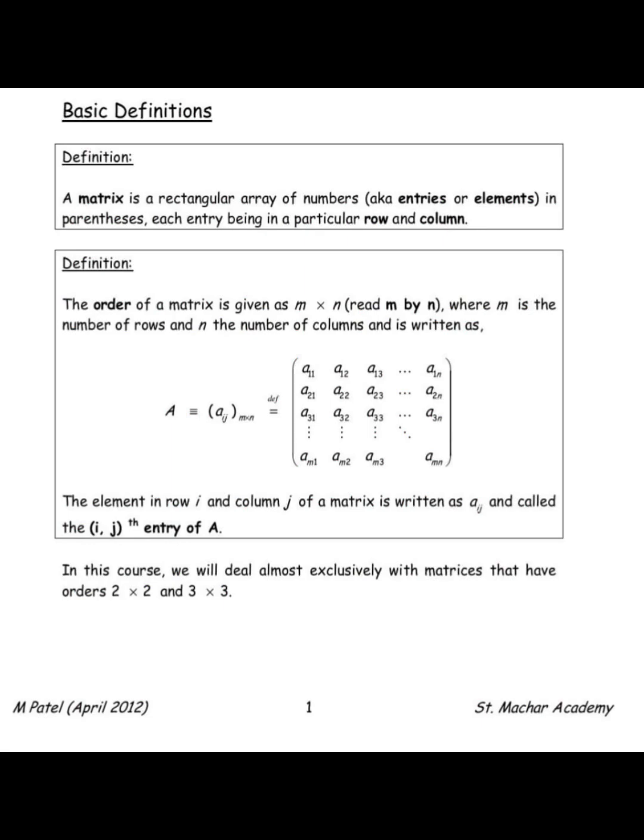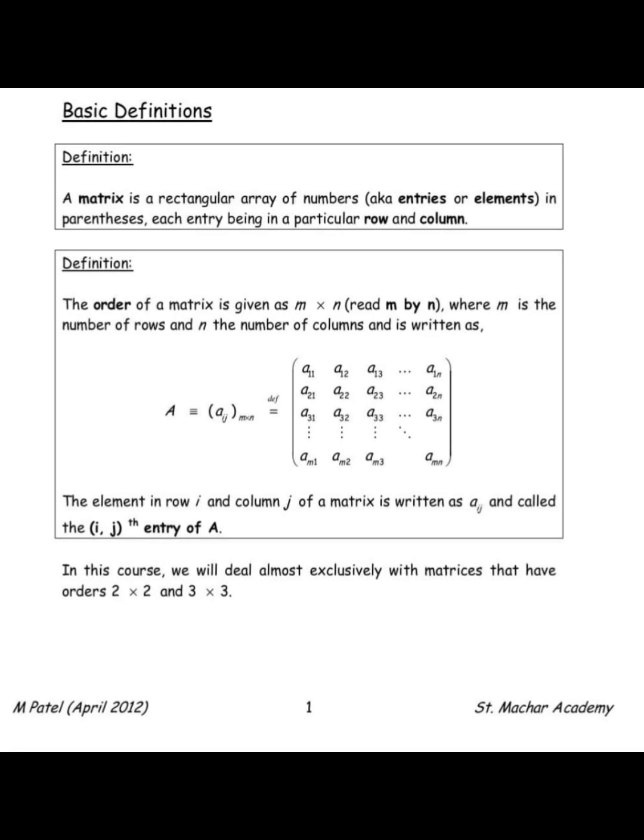A matrix is a rectangular array of numbers called entries or elements. Each entry is positioned in a specific row and column. Order of a matrix. The order of a matrix is written as m times n, where m is the number of rows and n is the number of columns.